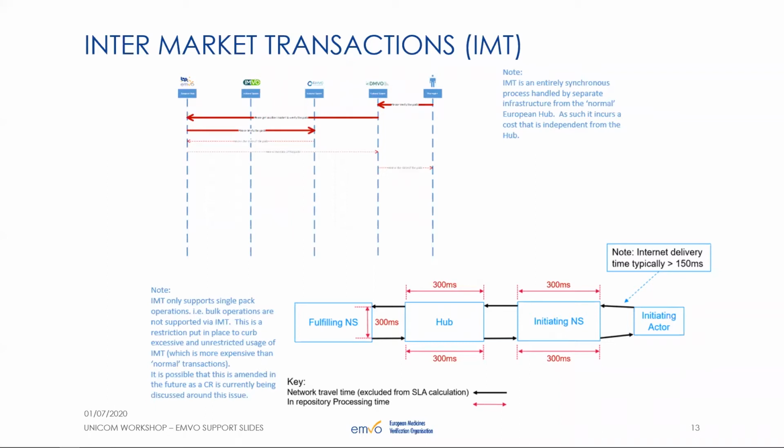It's a fully synchronous system process where, as soon as the pharmacist scans the pack, it triggers a query to the national MVS, which says, I don't know this pack. Then it goes to the European hub, the EMVS, saying this pack is for that country. So it triggers a request to this national MVS, where is the pack? And then there is the answer from the originating system.